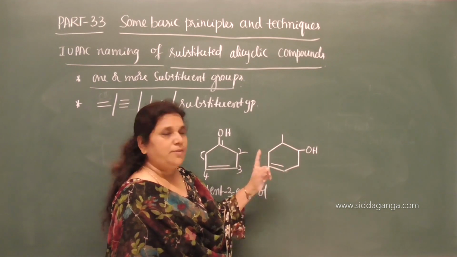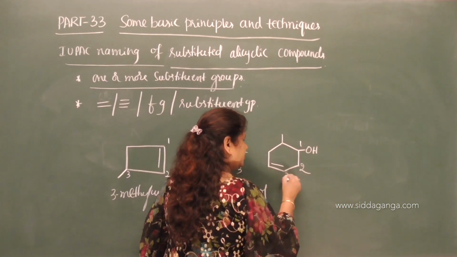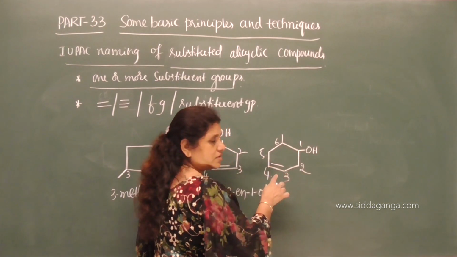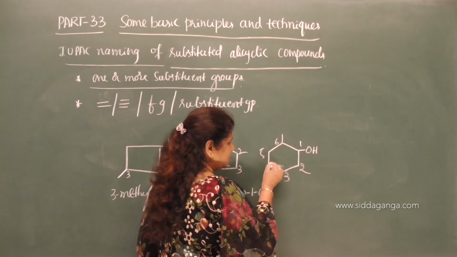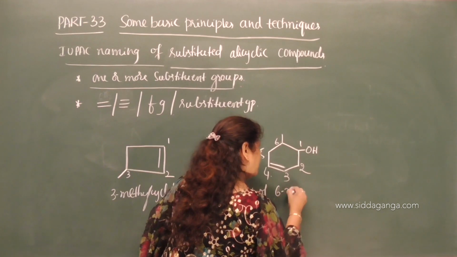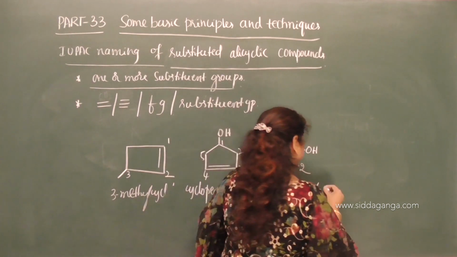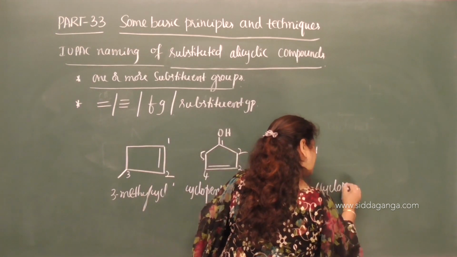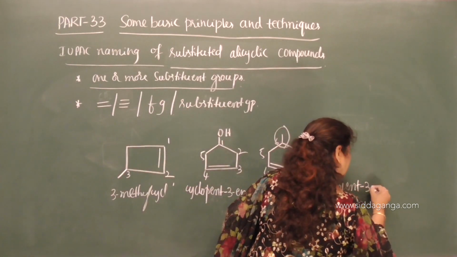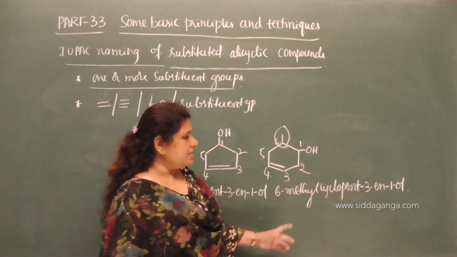So to give the preference for this, we had to give the number from this end, 1, 2, 3, 4, 5, 6. So it violates the lowest sum rule as we are giving preference to this double bond. Now you write the name, 6-methyl, this is methyl substituent group, cyclohex. What is the position of double bond? 3-en-1-ol. So that is the IUPAC name.